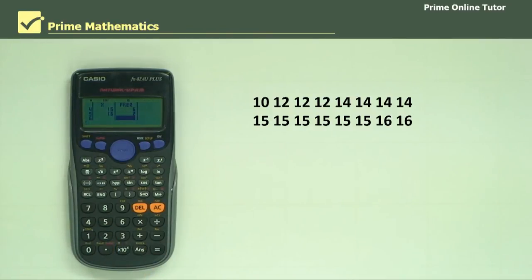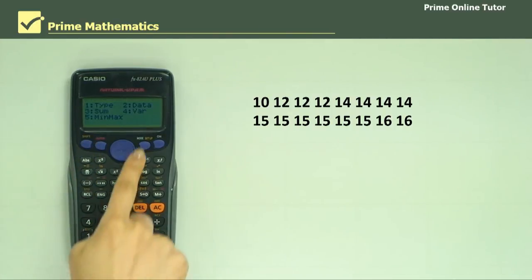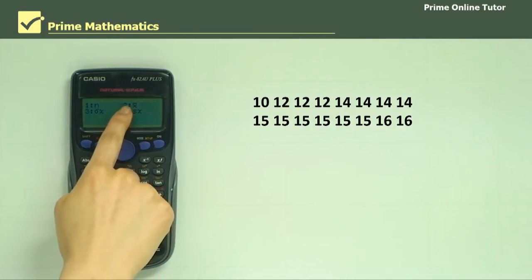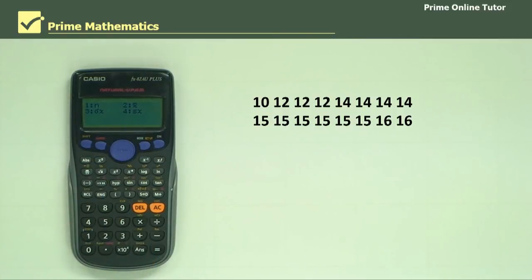So now that we've altered all the frequencies, we have finished putting in all the data. So we'll press AC, Shift 1, and we want the var, so number 4, and we want the mean, don't we? So remember that symbol under 2? That's the mean symbol, so we're going to press 2. And again press equal, and that's what you're going to get. So 14 is the mean for this question.